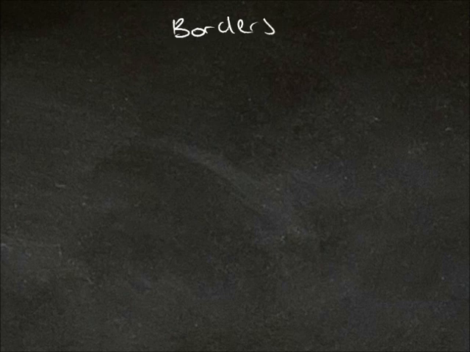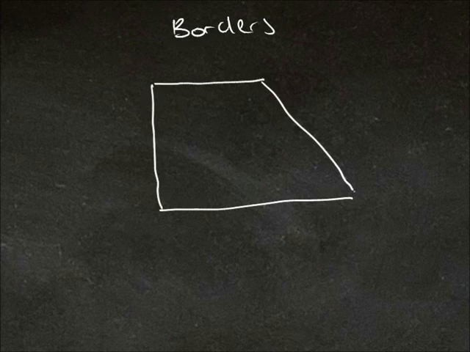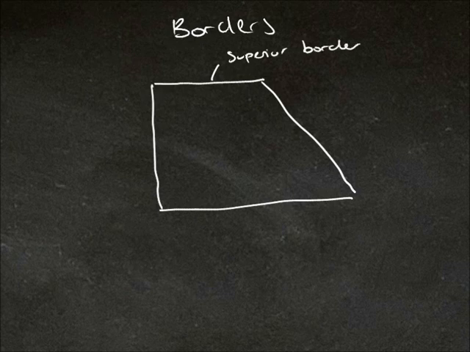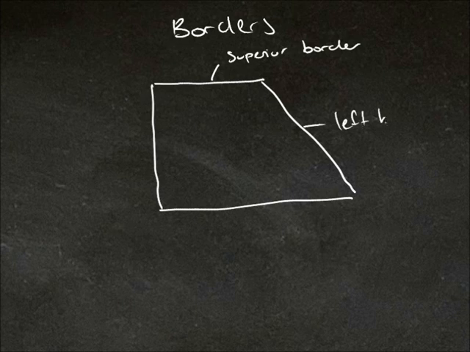Let's learn some borders. I find the best way to do this is to draw a very simple diagram. So that's our simple heart. Here we have the superior border. Here we have the left border. Here is the apex.